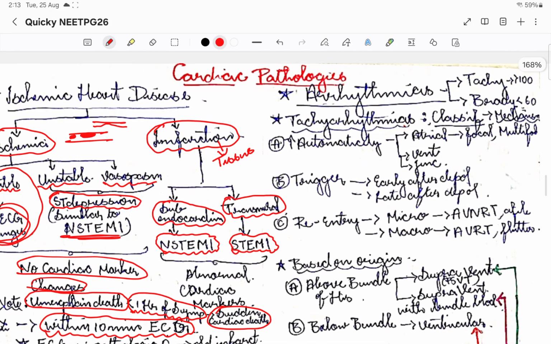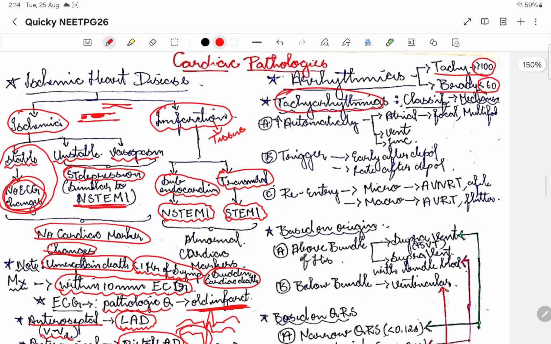Arrhythmia is an irregular heart rate. It can be either tachycardia, meaning more than 100, or bradycardia, which is less than 60 beats per minute. Arrhythmia means there is an irregular heart rate; it might be higher or it might be lower. Our concern is the higher one, that is tachyarrhythmia. Tachyarrhythmia has different types of classification.